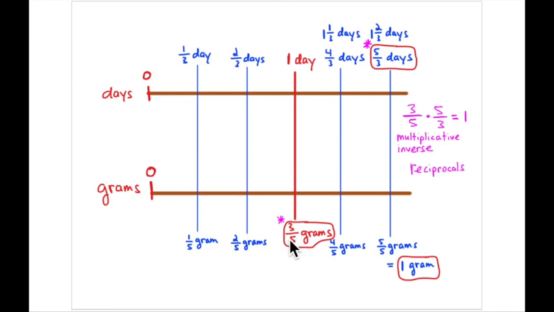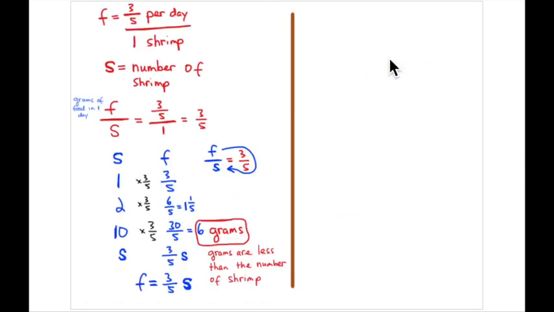So when you go in one direction to figure out the number of days, the number of grams per day, it's 3/5 grams per day, but it's the reciprocal to get the number of days per 1 gram. So these are multiplicative inverses, which means if you multiply them together, you get an answer of 1, and they're also called reciprocals. So 3/5 grams, 5/3 days.